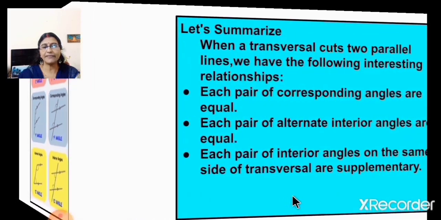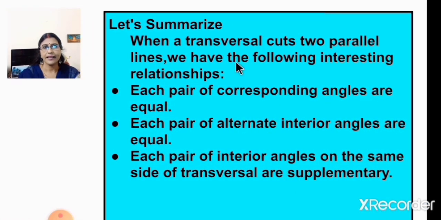Now whatever we have learned today, let us summarize. When a transversal cuts two parallel lines, we have the following interesting relationship. First, each pair of corresponding angles are equal. Each pair of alternate interior angles are equal. Each pair of interior angles on the same side of the transversal are supplementary.